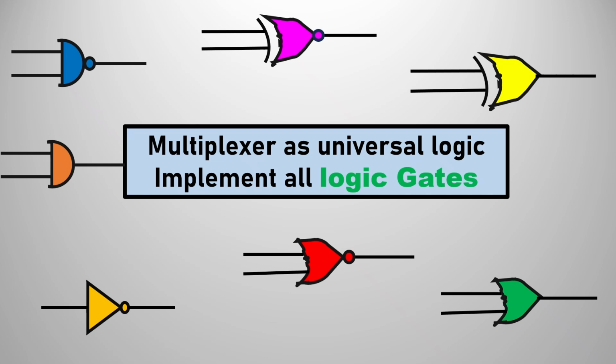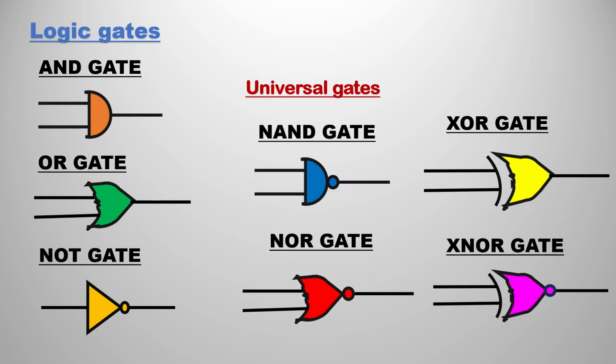So with the help of two examples, we are going to start the multiplexers as universal logic. To implement all logic gates, this requires the basic theory, which is very important. So I hope you understood. Let's get started with the implementation of all logic gates with the multiplexer. These are all 7 logic gates that we are going to implement with the help of the multiplexer.